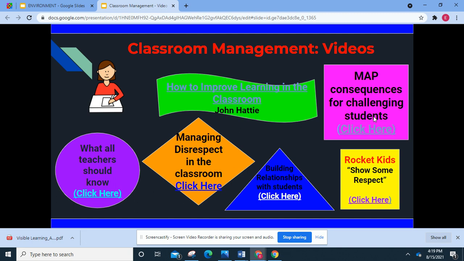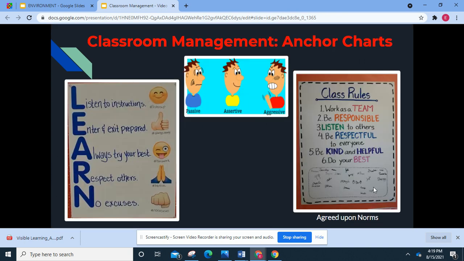Map Consequences for Challenging Students basically speaks to having a map or having a plan. When students misbehave, you already know what you're going to do so you don't get flustered and lose control. Rocket Kids, that is a student speaking from her perspective about how to show respect.